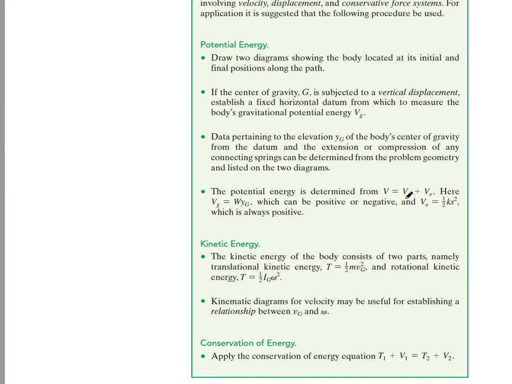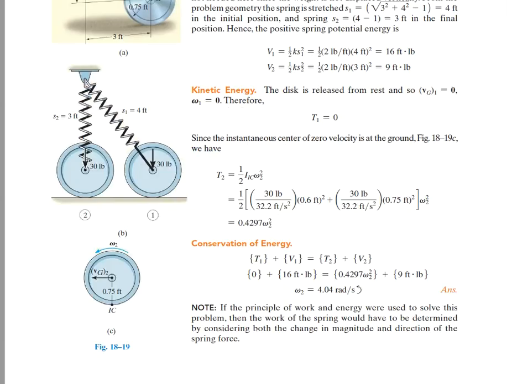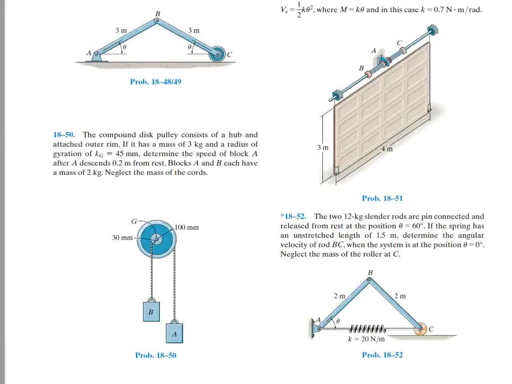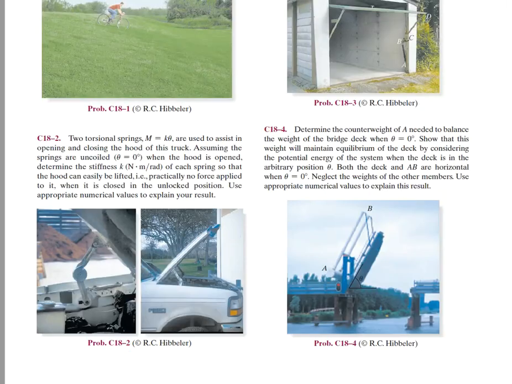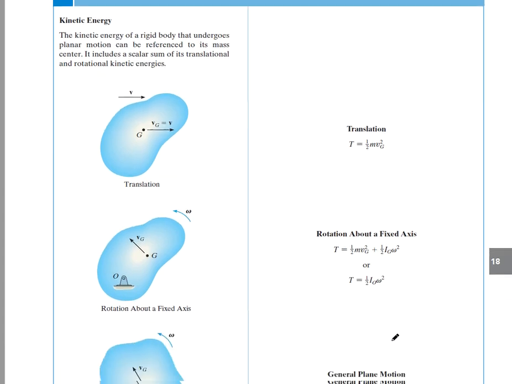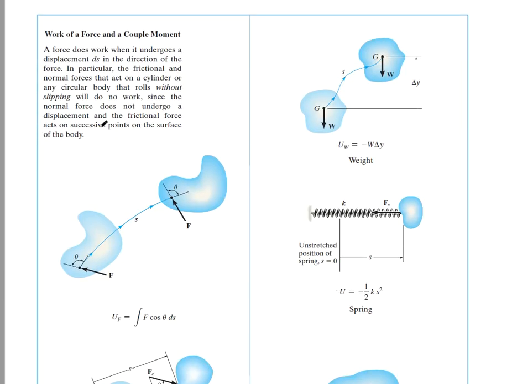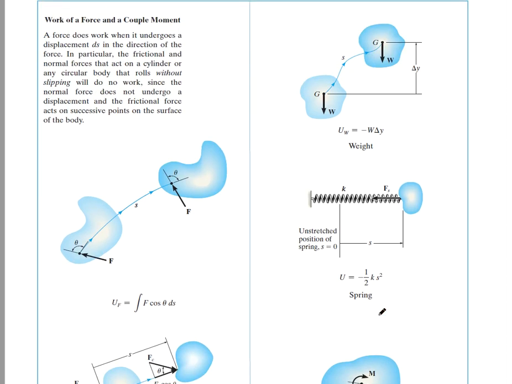Okay, so I guess this is the chapter review on page 511. He has a summary. So kinetic energy for translation, rotation about a fixed axis, general plane motion, and then work of a couple. Interesting. Here it shows the path between the initial and final configuration. So I would say this is a better figure than the one in the chapter.